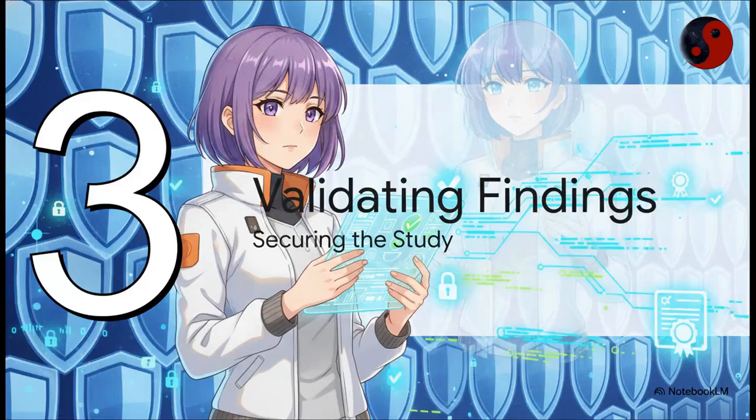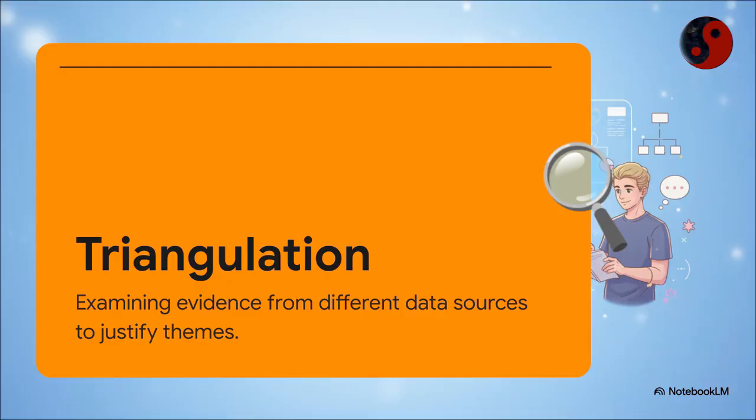Which brings us to Section 3, validating your findings, securing the study. Before we let you loose in the AI simulation, we have to talk about defense mechanisms. How do you prove your findings are actually accurate and reliable? Your absolute best shield against inaccuracy is triangulation. You can't just rely on a single interview. You have to examine evidence from multiple, completely different data sources, say, crossing your field notes with focus group transcripts and public documents, to rigorously build a heavily justified narrative for your themes. It makes your argument rock solid.